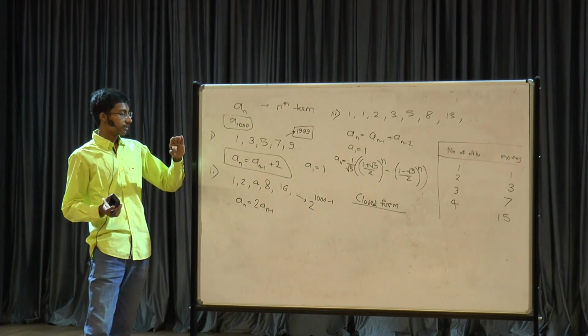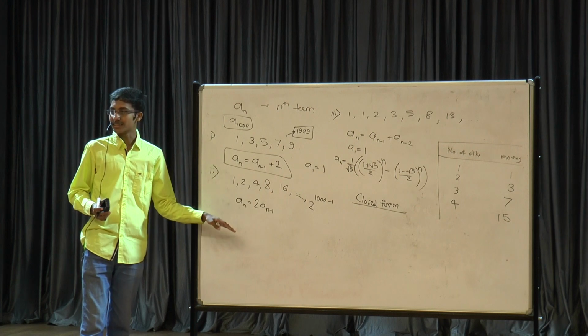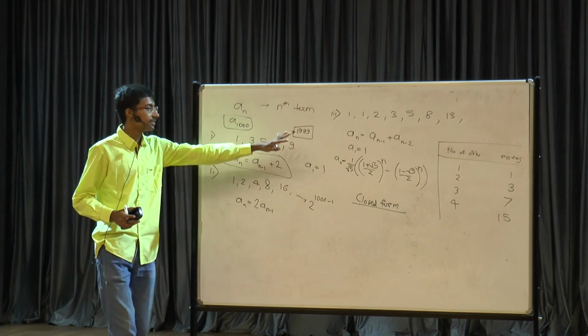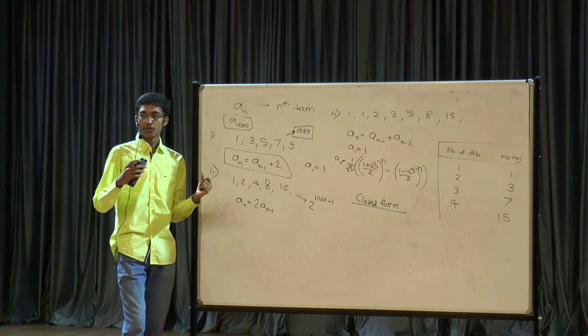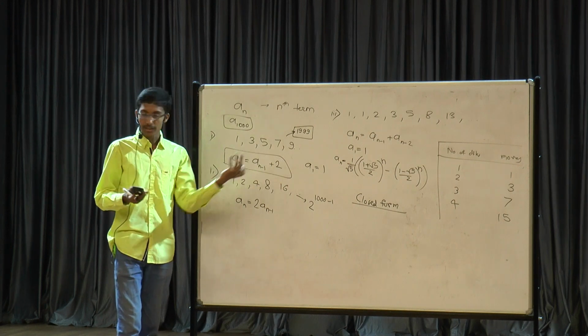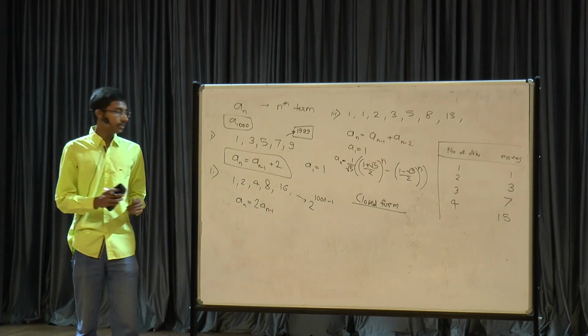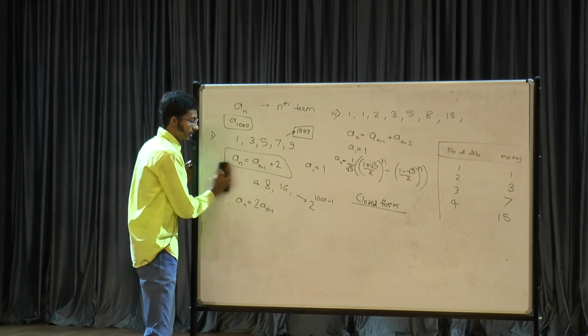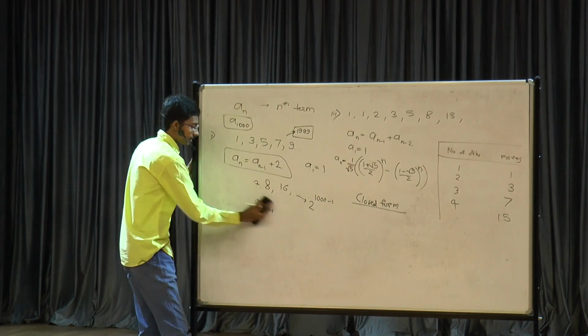So you understand what happened in these sequences, how the recurrence relation was set up, and how getting a closed form can make your life easier. Okay. Now we'll move on to real life puzzles again.